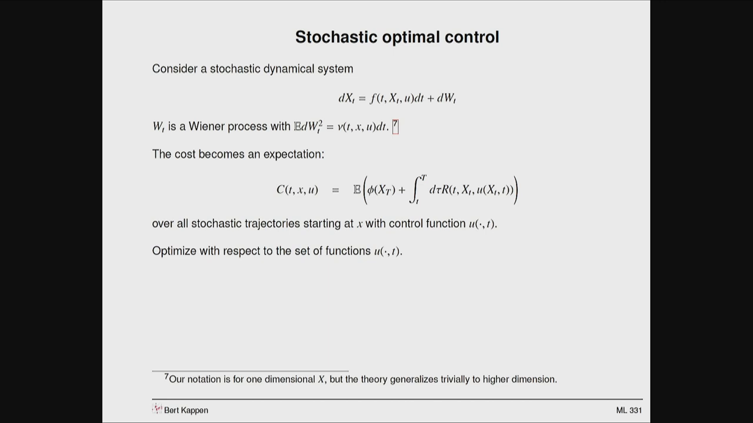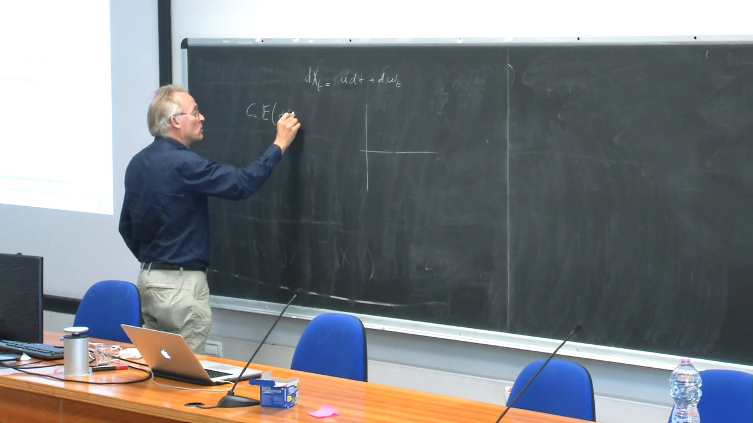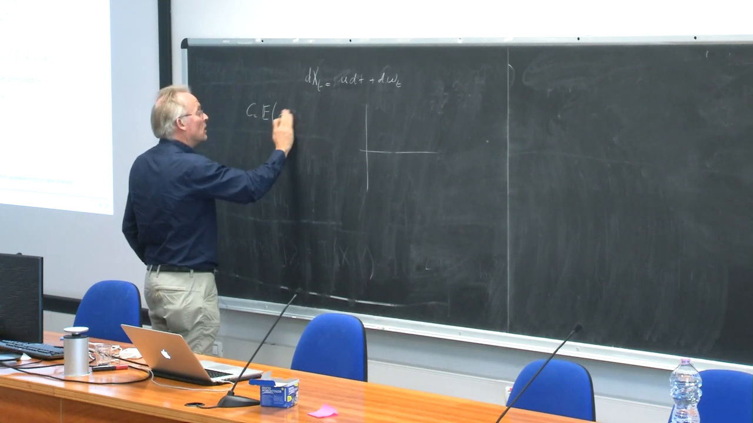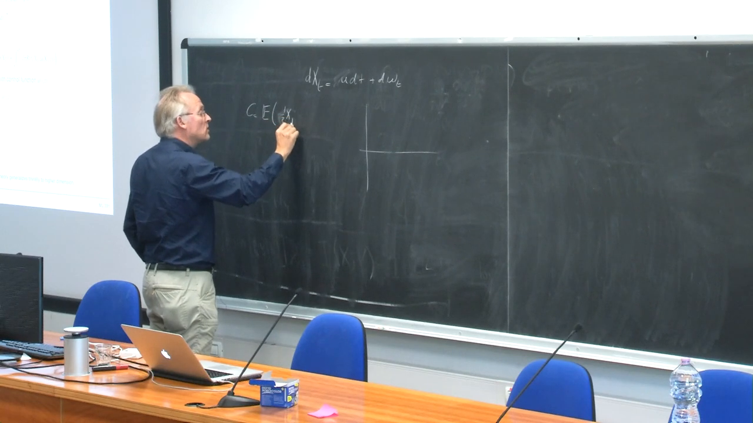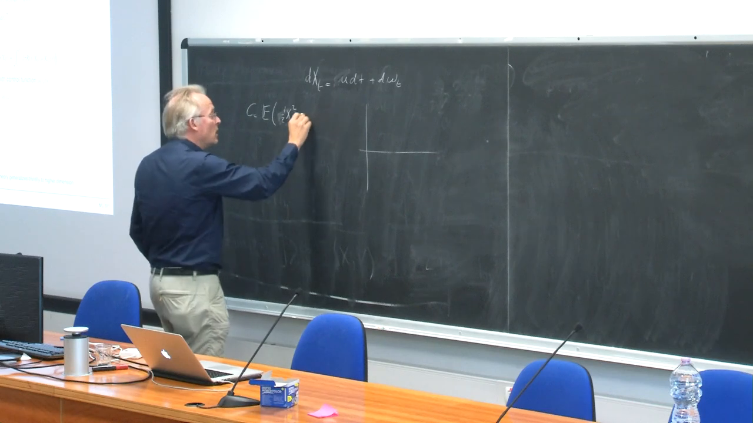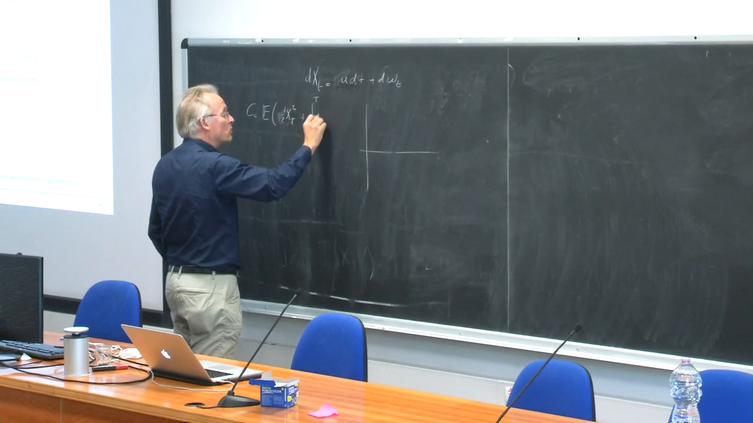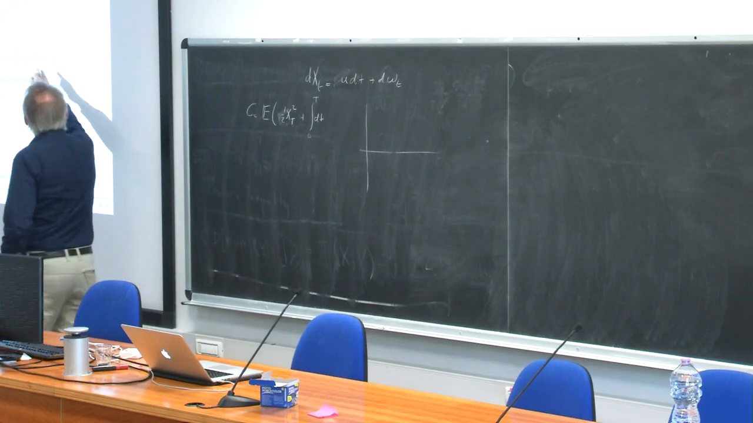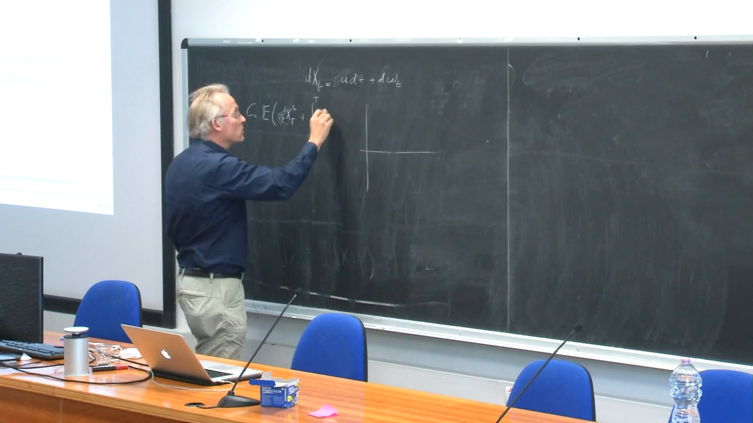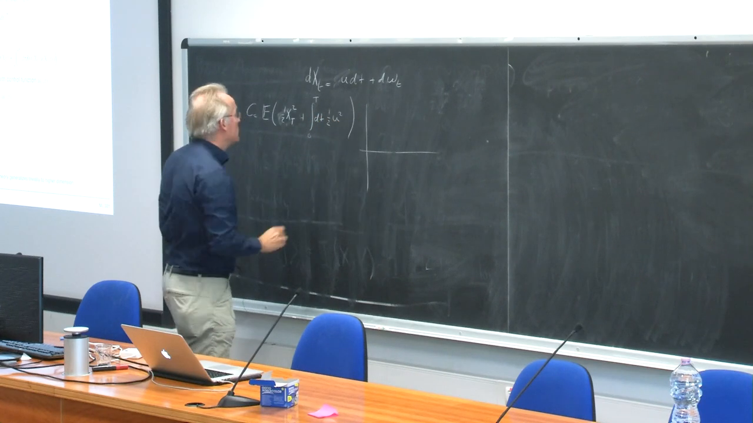So the mental picture that you should keep in mind is that, for instance, if you have dX of t is just u dt, let's take the simplest case, plus dW t, right? So then this F is just u. And suppose our cost is the expectation value of some end cost phi of X T, which may be something that I want to be at the origin. So at end time, I want to be at the origin. And then I have an integral of some path cost, which is this r, which can depend on the state and can depend on the control. But in the simplest case, it will just depend on the control, maybe in this way. We get this thing.